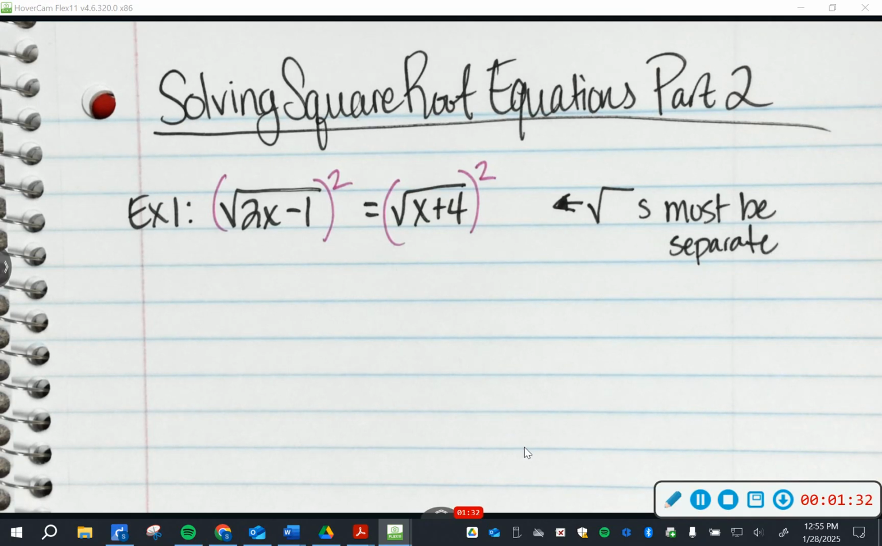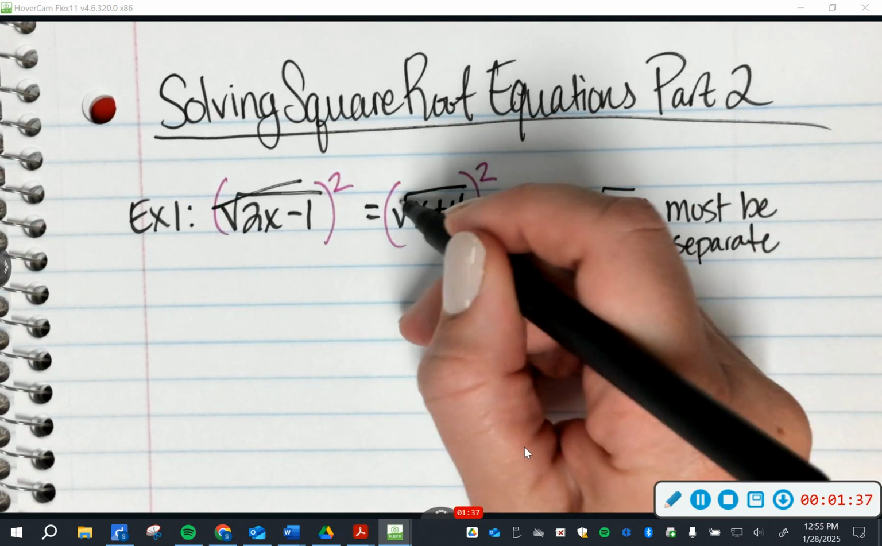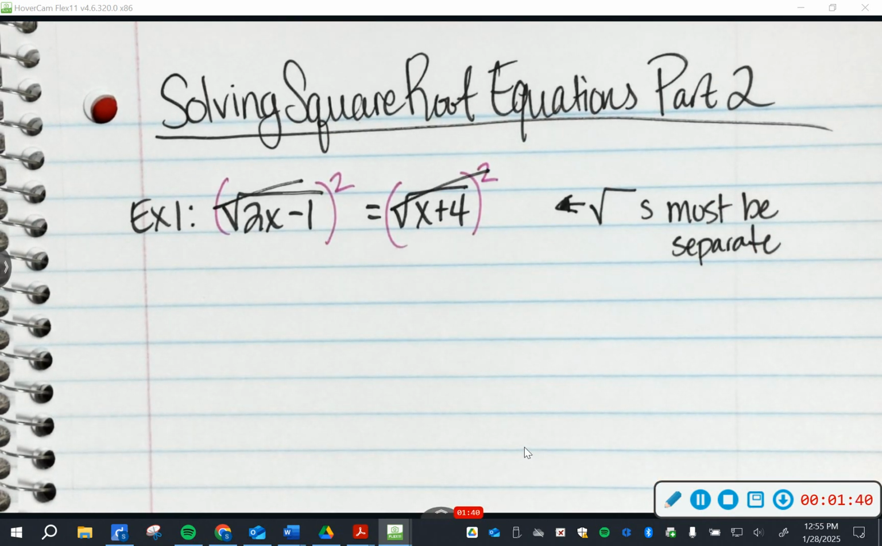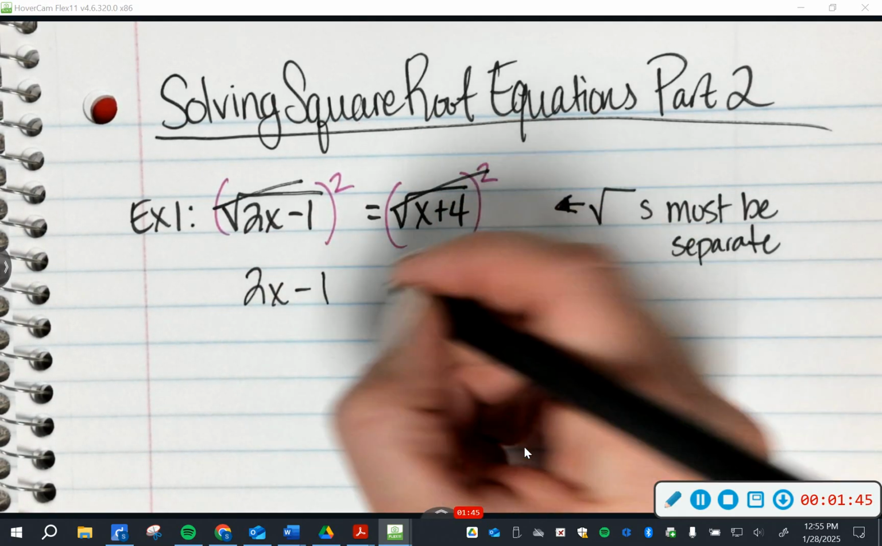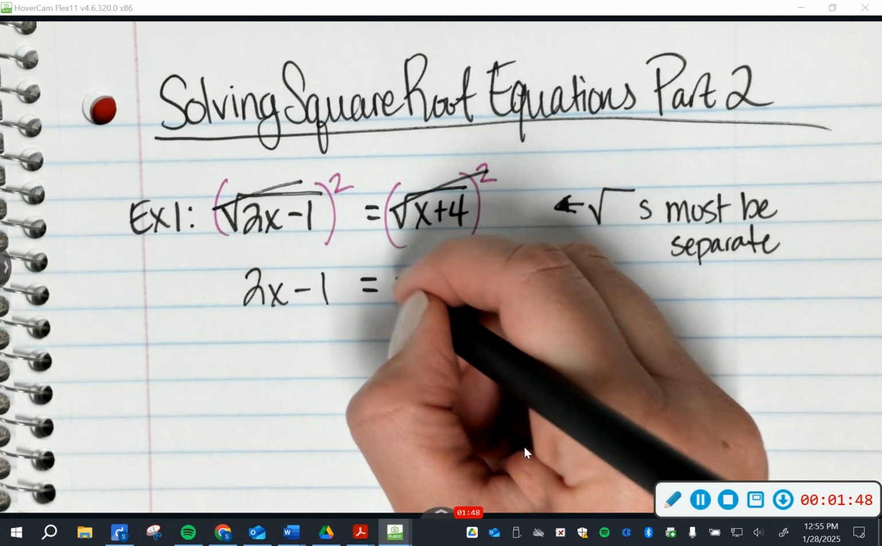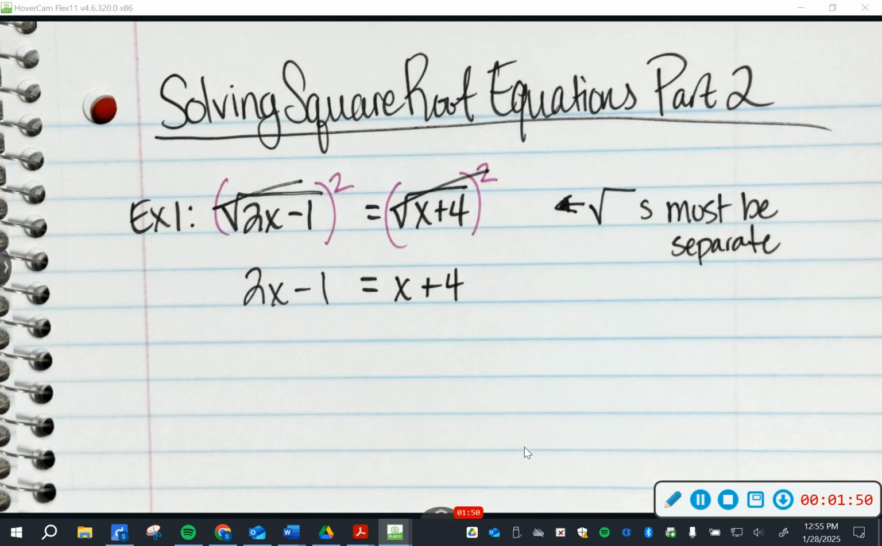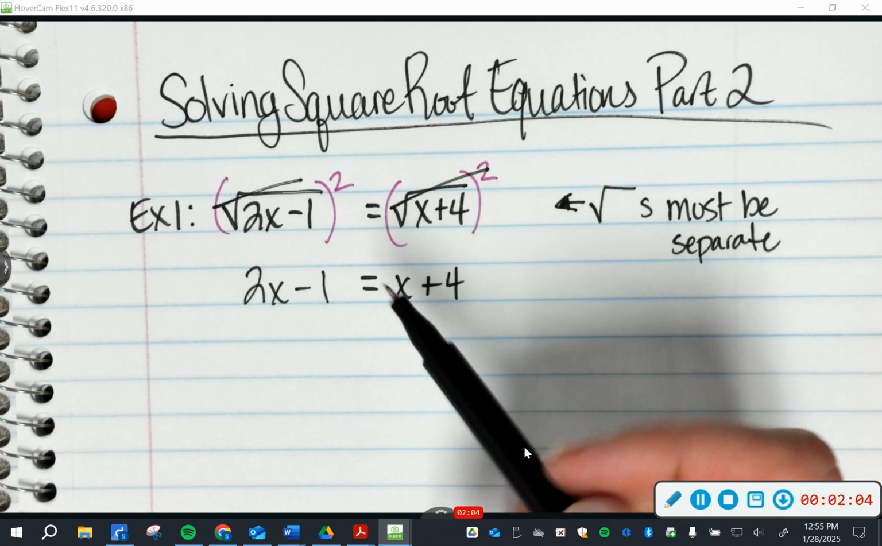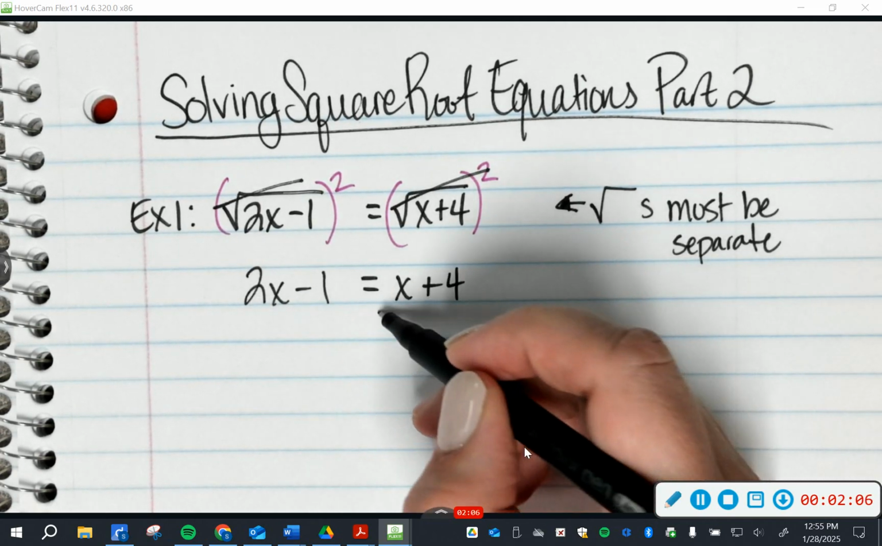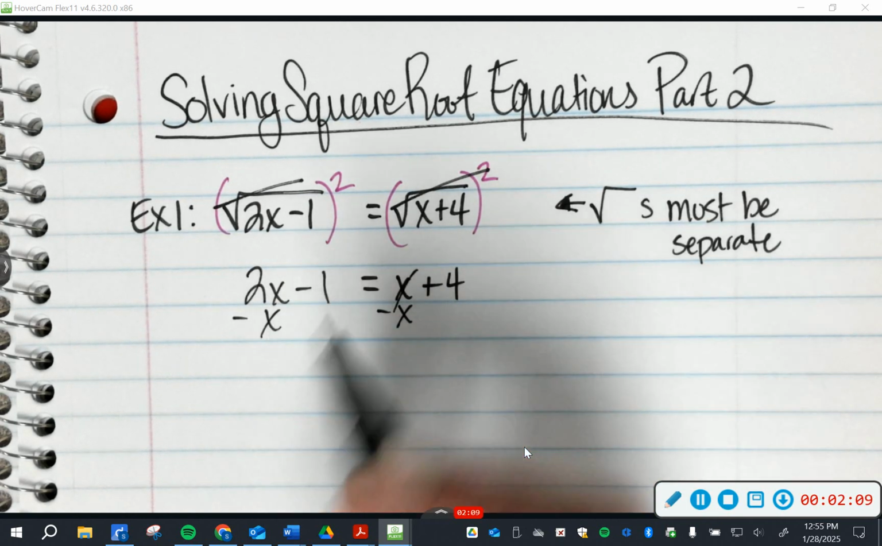And the cool thing about having multiple square roots is whenever you square a square root, all you're doing is just unlocking the stuff underneath. That's it. So now I just have 2x minus 1 equals x plus 4. Pretty easy, right? Okay, so then you just go, is that linear or quadratic? We have only x's, it's linear, so we want to get x by itself. So I can move one of these x terms. I'll just subtract this 1x, put it over here.